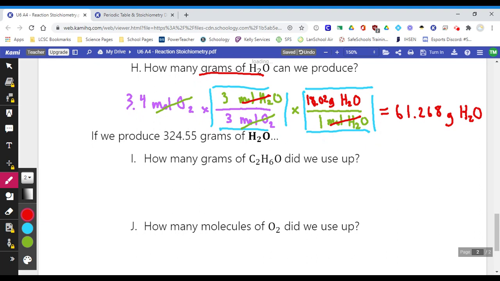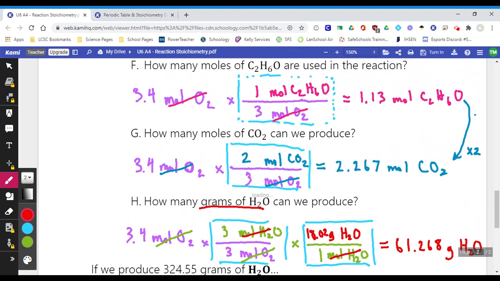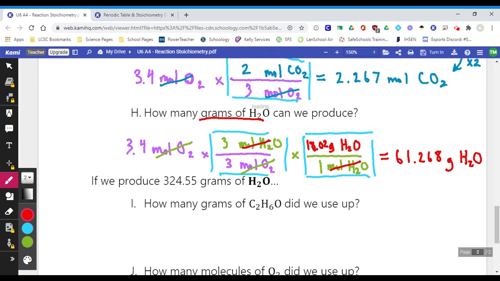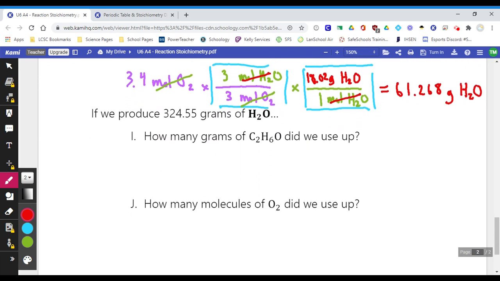Now that we've got some more practice hopping around on the stoichiometry island diagram, let's do some harder examples still using this reaction equation. If we produce 324.55 grams of H2O, I want to know how many grams of C2H6O we used up and how many molecules of O2 we used up.